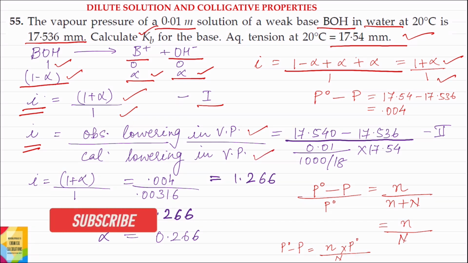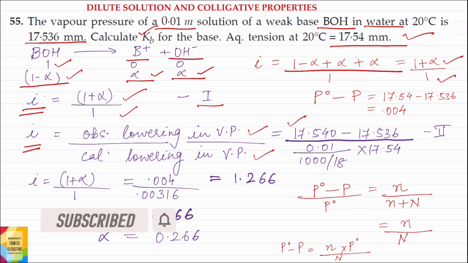Now observed lowering in vapor pressure will be equal to vapor pressure of the pure solvent, that is water, and it is 17.540 millimeters of mercury, minus vapor pressure of the solution, which is given as 17.536 millimeters of mercury, and its value is equal to 0.004 millimeters of mercury.